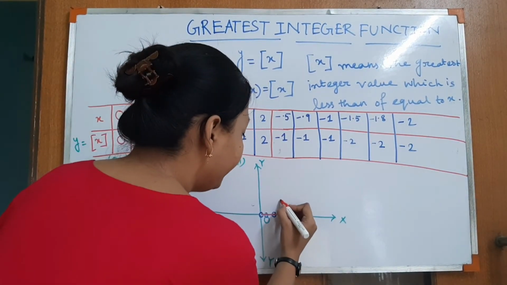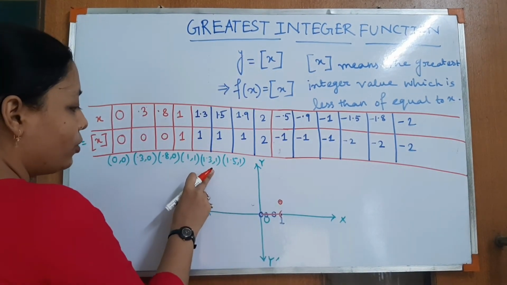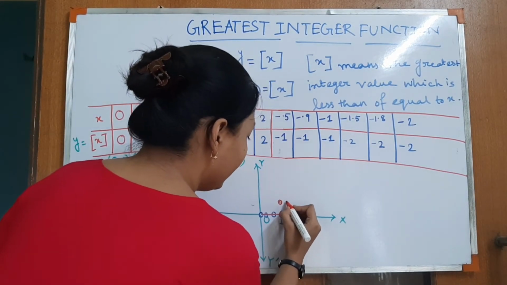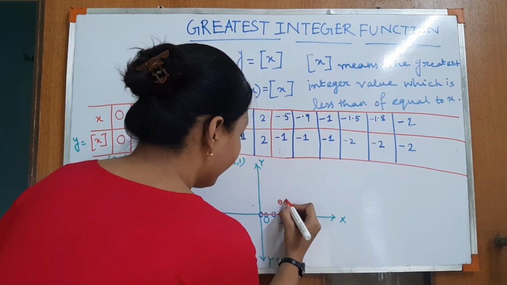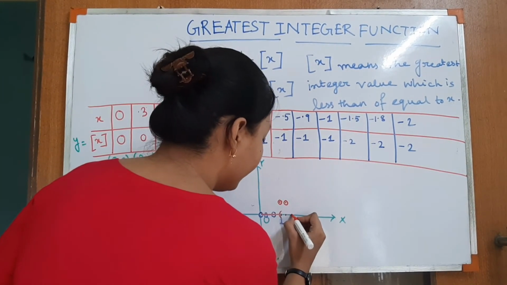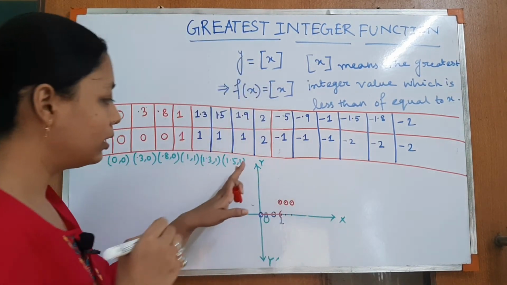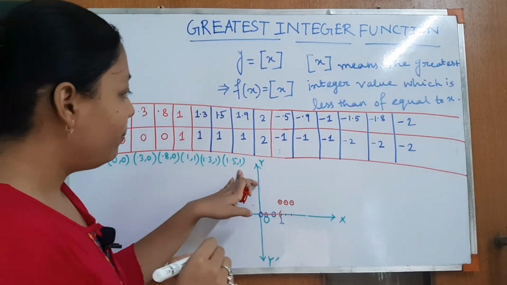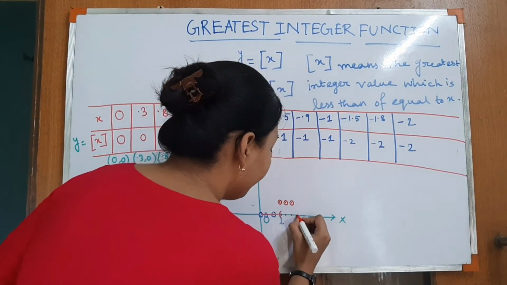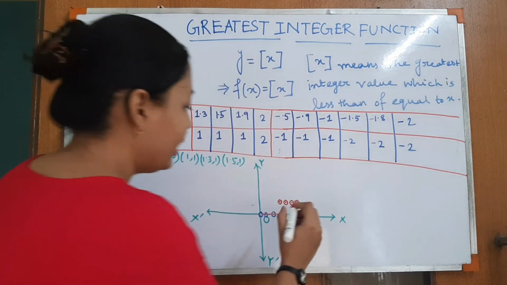For 1 we take this point 1 comma 1. Also for 1.3 we take 1. So here is the point 1.3, and for 1.3 we also take 1. For 1.5 we also give 1. So here is the point 1.5, and for 1.5 we give 1. Okay. And here also for 1.9, here is another point 1.9, and for this 1.9 we also get 1. Okay.